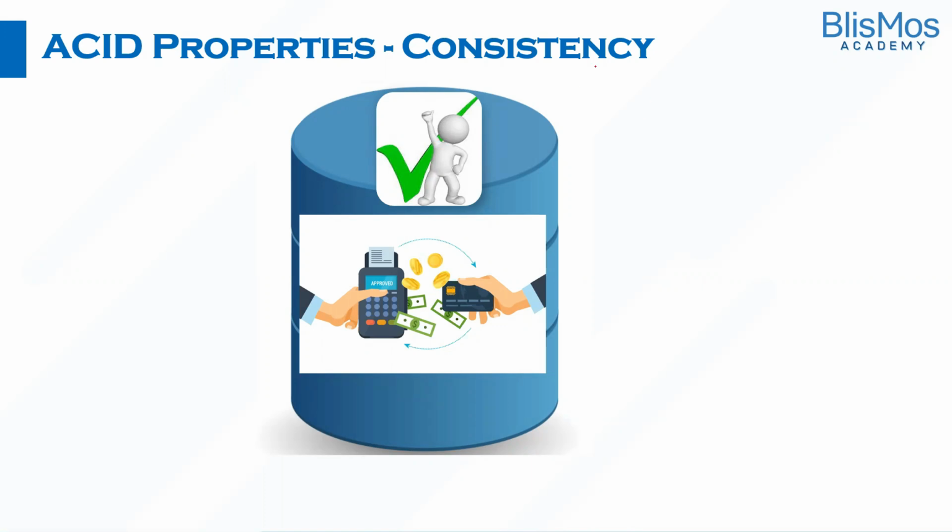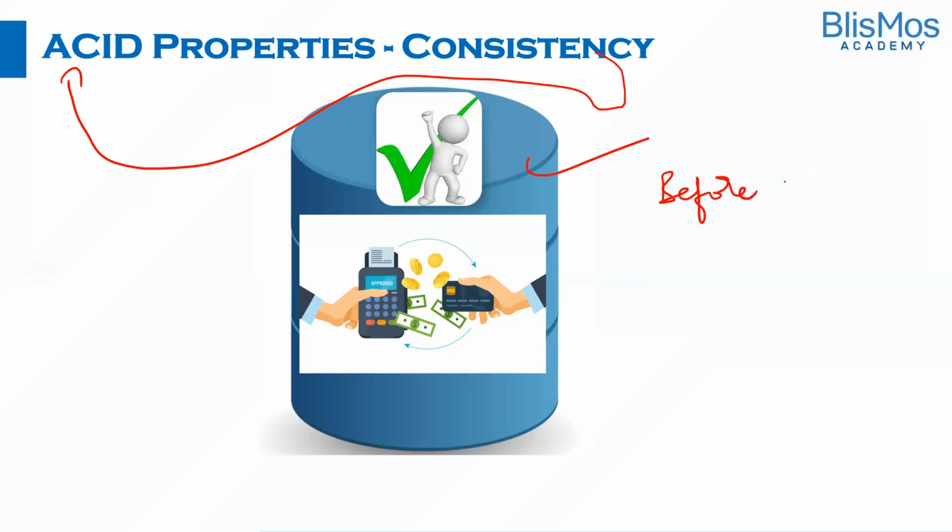We are discussing consistency as a part of the ACID properties. We are talking about integrity constraints that must be maintained so that the database is consistent before the transaction and after the transaction. So in a way, it refers to the correctness of the database after the transaction is done.